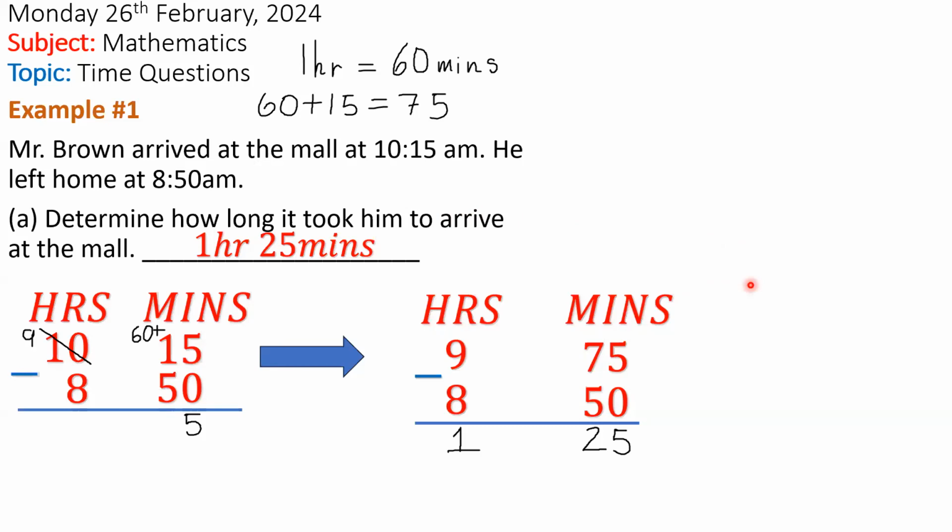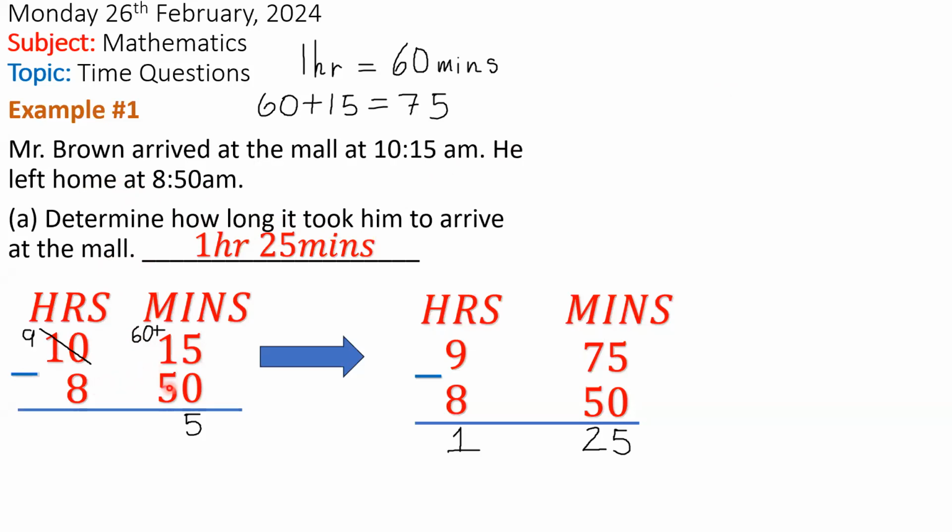Perfect. So I need Amarani, can you explain how we got an hour and 25 minutes? And Joseph, as she explains, take a listen so you could get it. Go ahead. Mr. Brown arrived at the mall at 10:15 a.m. He left home at 8:50 a.m. Determine how long it took him to arrive at the mall. We first put the hours and minutes that he arrived, which is 10 hours and 15 minutes. Then we put it over when he left home, which is 8:50.